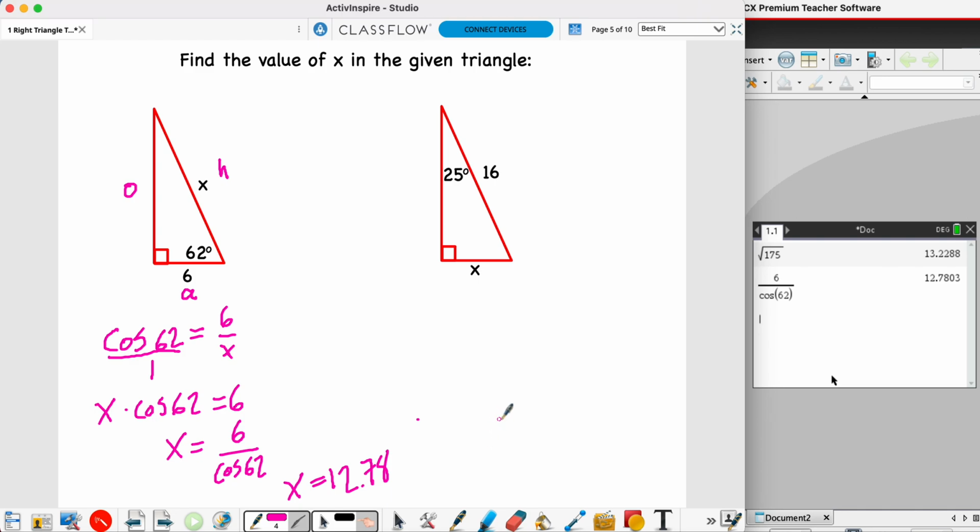Awesome. Go ahead and give this next one a try. You can feel free to pause the video, then I'll walk through how I would do it.